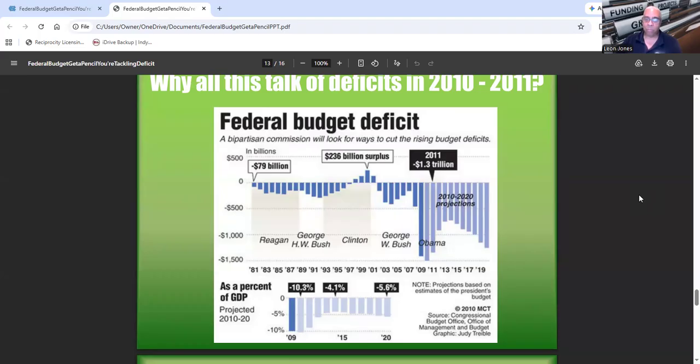Reagan and Bush had deficits. In fact, Obama had some of the worst deficits. Now, even Trump had deficits as well. But you have to look at 2010 to 2020, that decade, those are projections. But this is how you read everything. GDP, gross domestic. That's based on current GDP. Gross domestic policy, I believe.